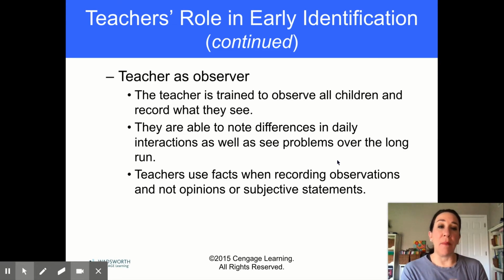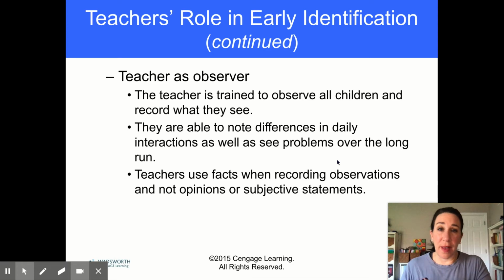And it's your job then, when you see those things you might be concerned about, to record that stuff. And we've talked in other classes about making observations and making them not opinions, but facts. This is what happened. This is what the child did, right? Not, I think that they did this because of whatever.